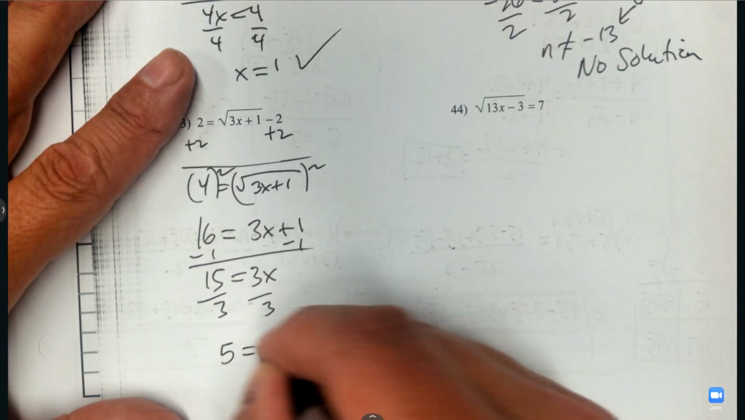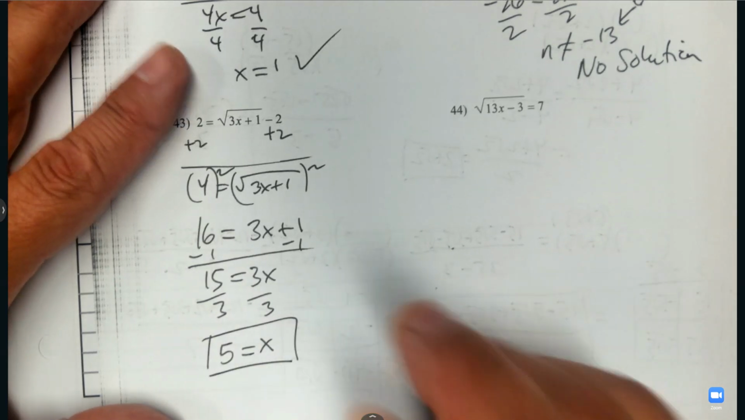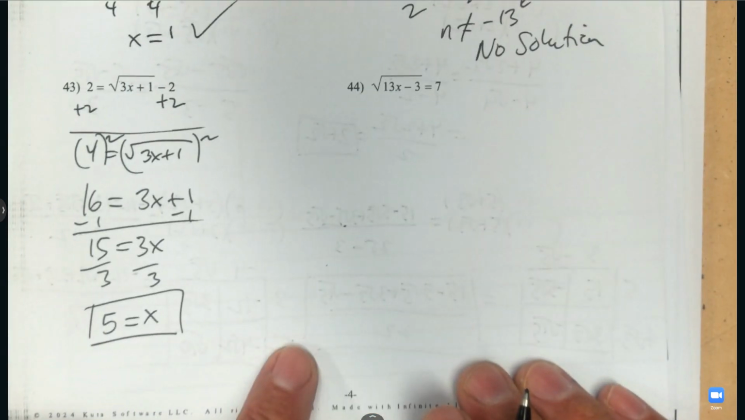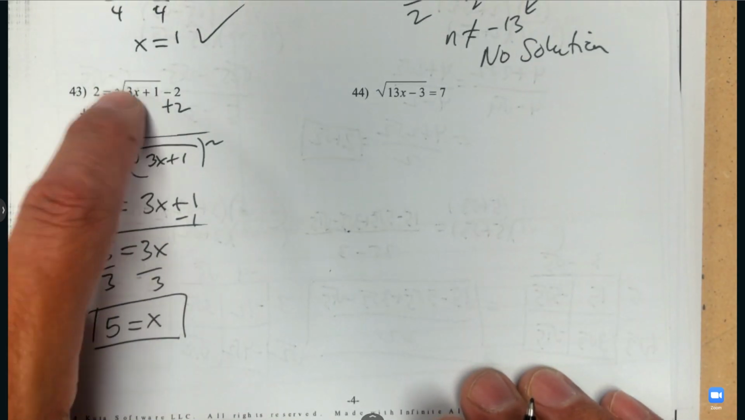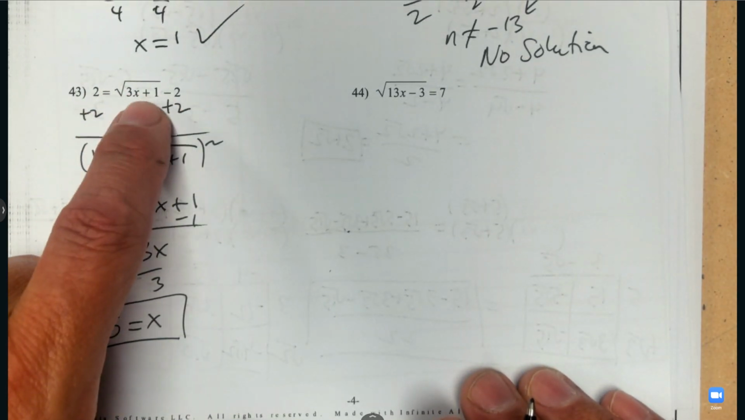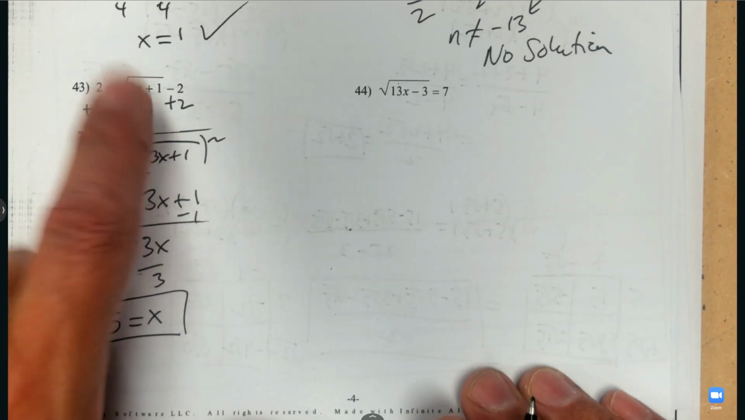And then 15 divided by 3. And you have your answer. Oh yeah, we need to check, right? So if I plug 5 in for x, 3 times 5 plus 1, is that a positive value under the square root? Yes.